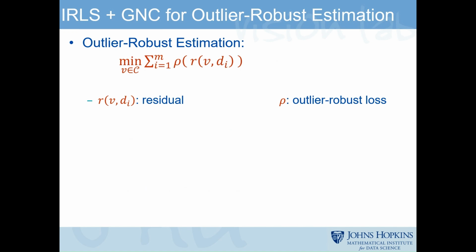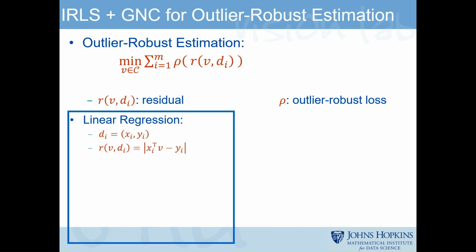In this estimation problem, we have a residual function on the left and the outlier-robust loss rho on the right. For the residual function, you have two parameters. V could be some geometric parameters like camera relative pose, and di is some data samples as your input, which could be correspondences from two images or point clouds.